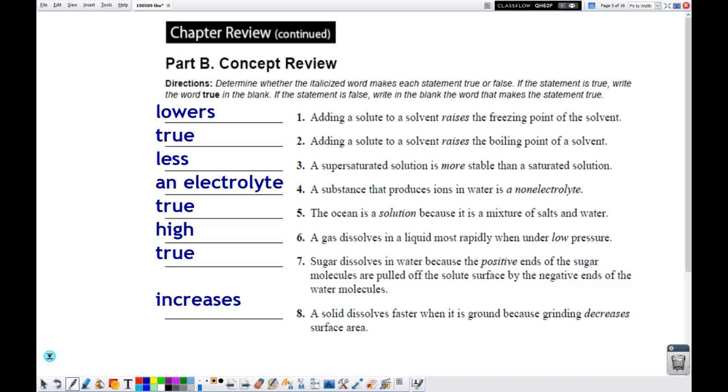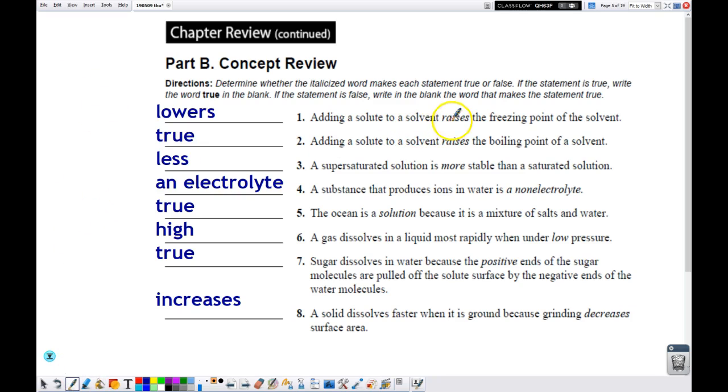This is part B of the concept review about solutions. Let's look at these answers. This is one of the ones where you have to go through and mark it as true or correct the statement to make it true because it's false as it is.